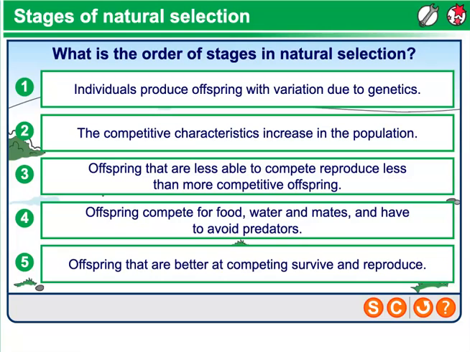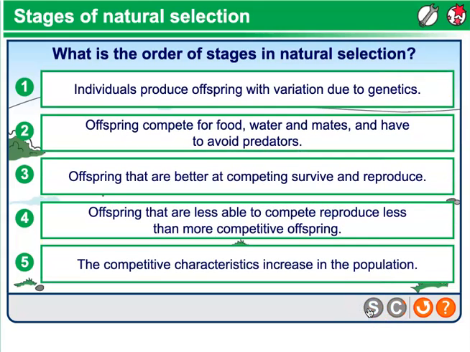Stages of natural selection. Let's explore each of these stages. Stage number 1. Individuals produce offspring with variation due to genetics. Stage number 2. Offspring compete for food, water, and mates, and have to avoid predators.